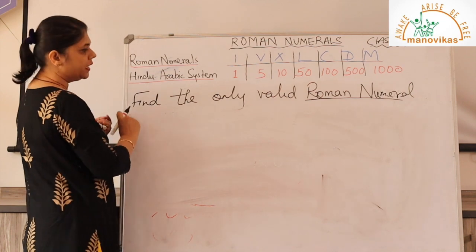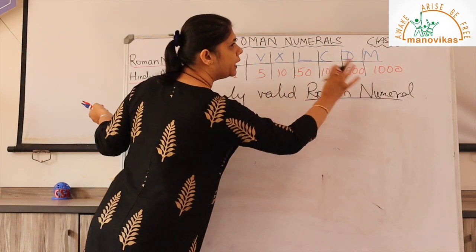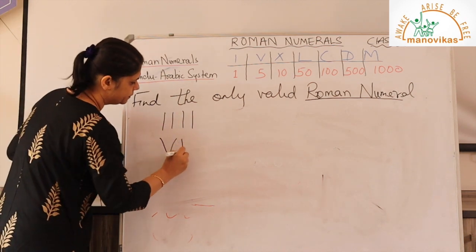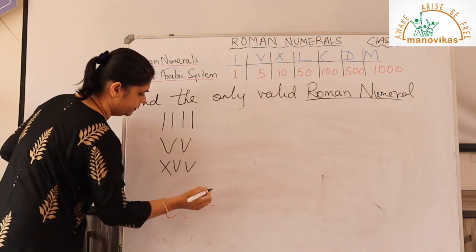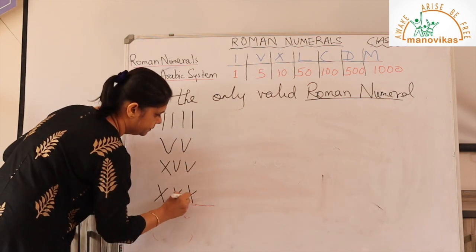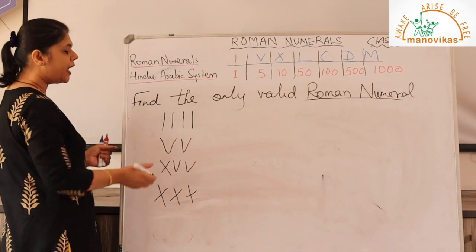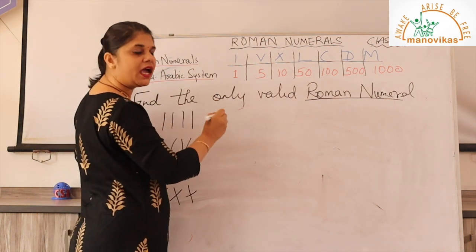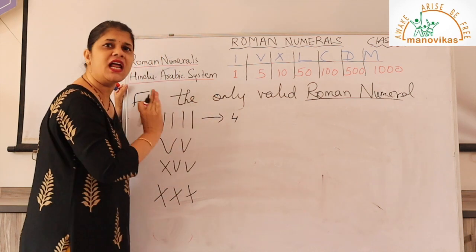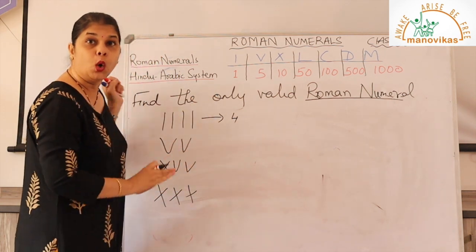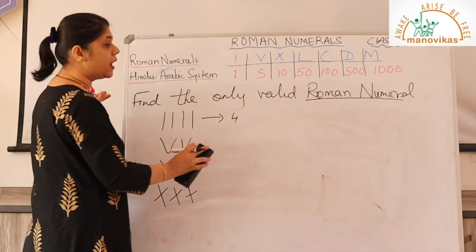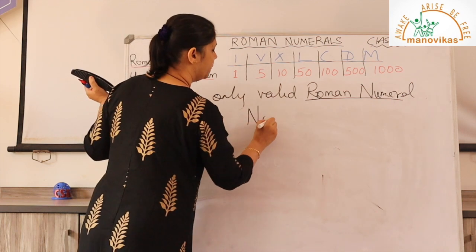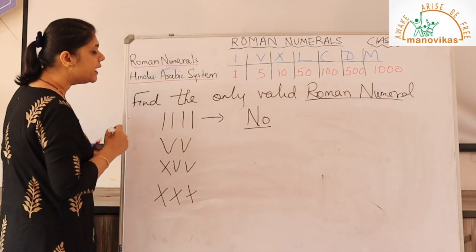Now applying the rules that we have learned, you will surely be able to identify valid Roman numerals. So my next question is, find the only valid Roman numerals. Now I am giving you some examples here. Look at the first example. In the first example, children, I is repeated how many times? 4 times, right? Are we allowed to repeat I 4 times? No. How many times can we repeat maximum? Up to 3 times. So is this a valid Roman number? No. Okay.